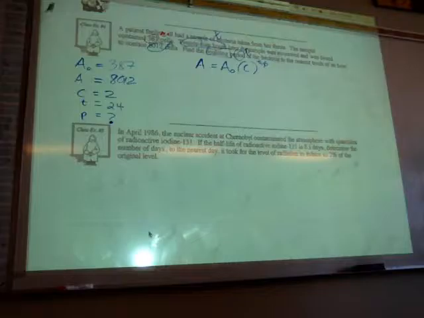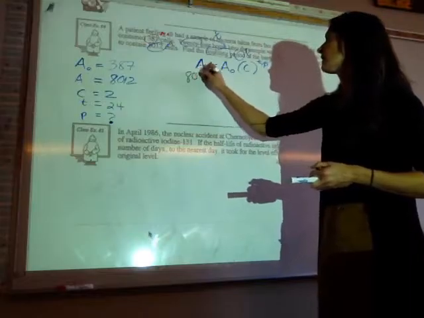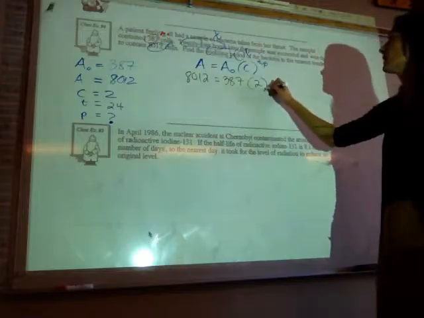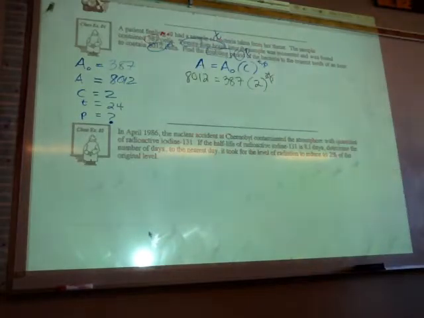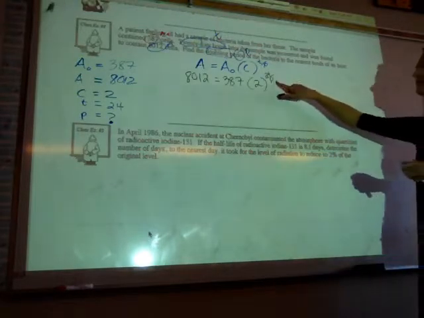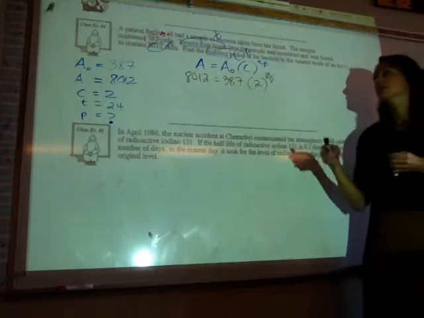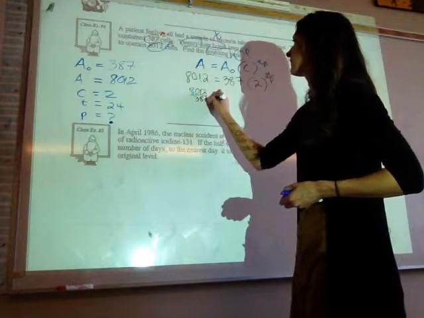So given our knowns and our unknown, we just have to plug in. Our final amount was 8,012. Our initial amount was 387. We're doubling, and it's going to be to the power of 24 over P. We need to solve for P. So first thing we want to do is divide by our initial amount. So we end up on the left side with 8,012 divided by 387.